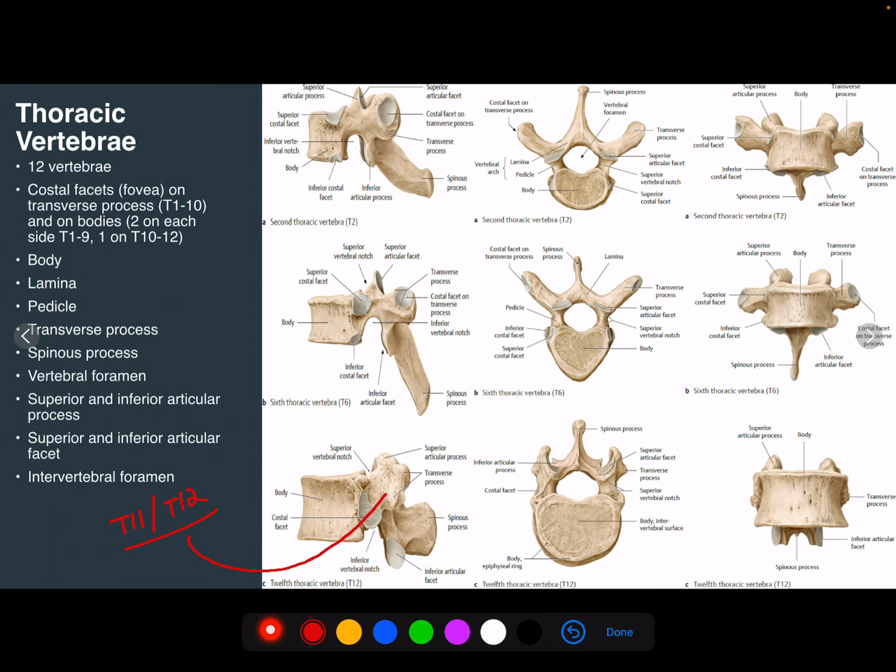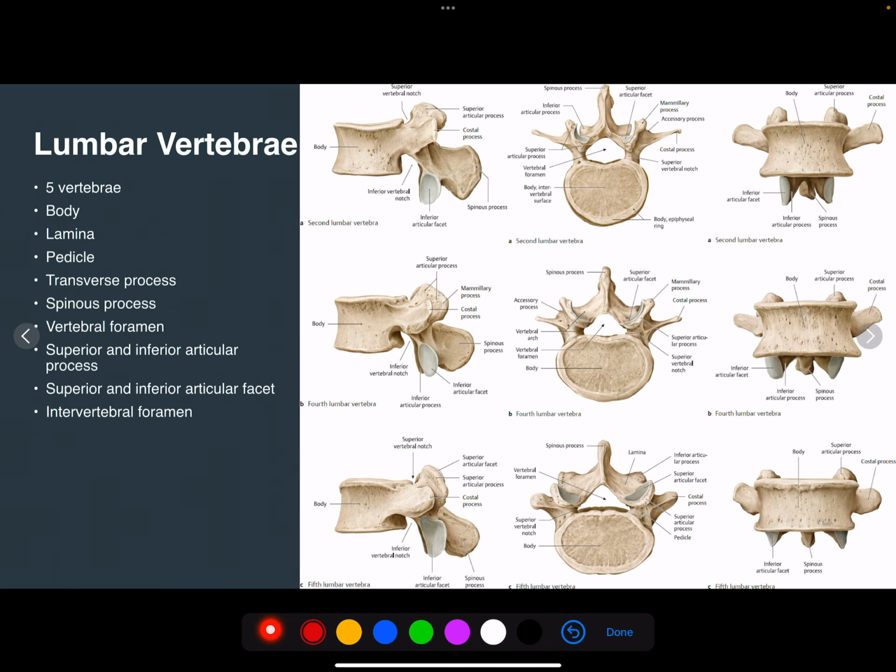ribs, okay? We see that here. We don't have a costal facet on a transverse process in T11, T12. We do have it in our ordinary or typical thoracic vertebrae. And our lumbar vertebrae, okay? This has all of our normal features that we would typically see in a vertebra. Something to note here is that we have large bodies of lumbar vertebrae, and that is one of its distinguishing features. It also does not have costal facets.